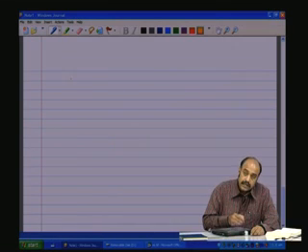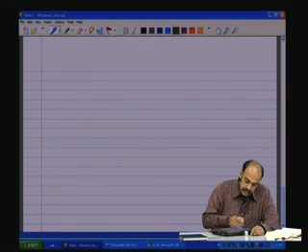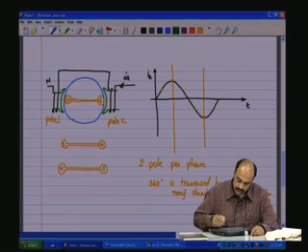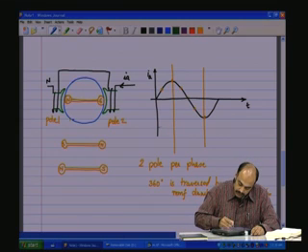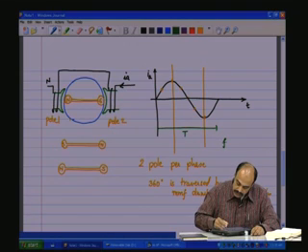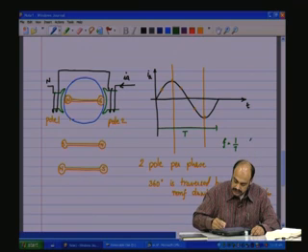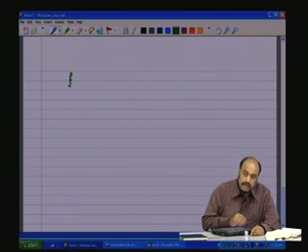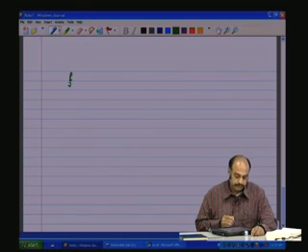So now let us say the current wave has a frequency f. That is, this current wave here has a time period of t and the frequency f is equal to 1 by t. So in our case f is equal to 50 hertz because it's a 50 hertz mains in our country. So f is the frequency of the sine wave.